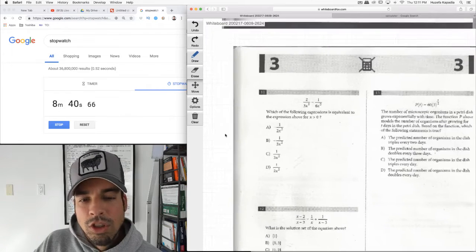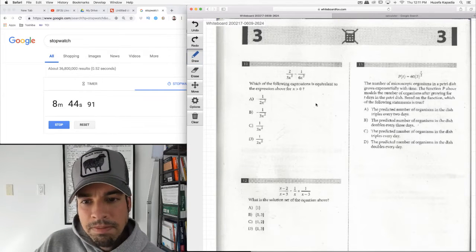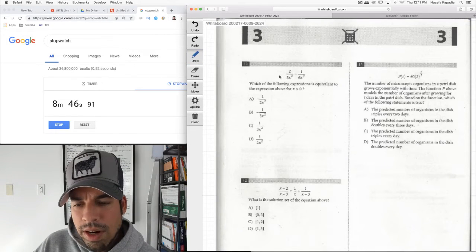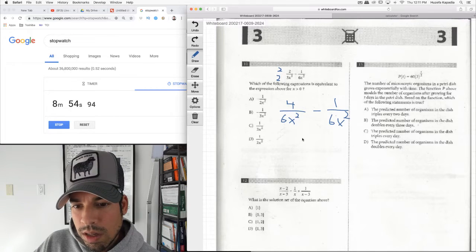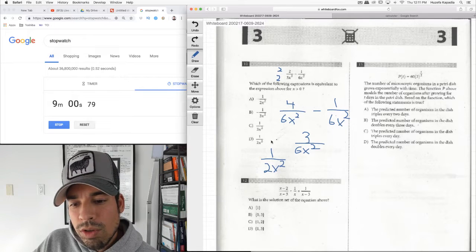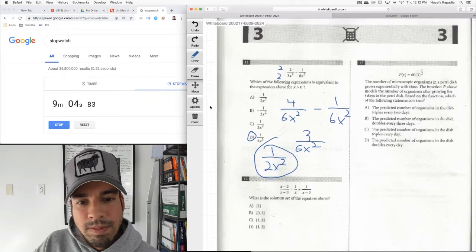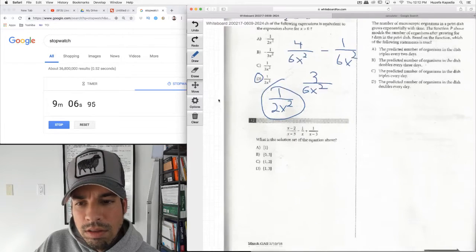Which of the following is equivalent to this? All right, combine like terms, multiply the top and bottom by 2, so we get common denominators, 4 over 6x squared minus 1 over 6x squared. 4 minus 1 is 3 over 6x squared, divide by 3, 1 over 2x squared, which is D.